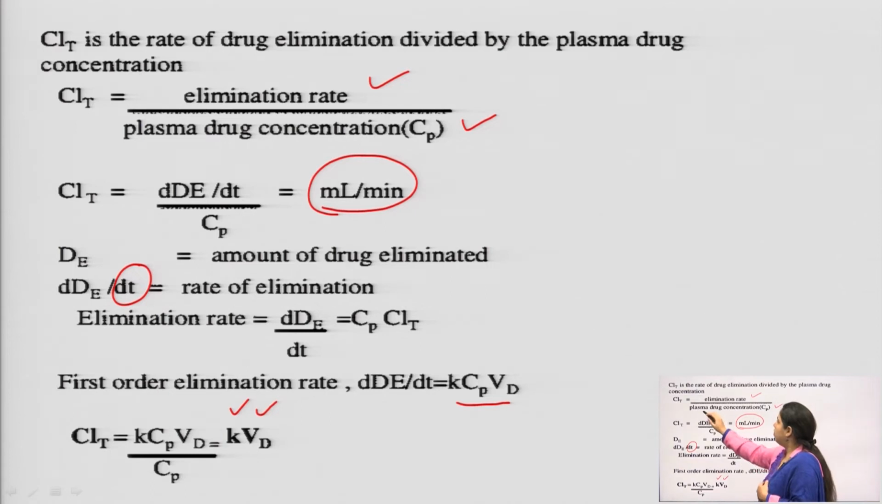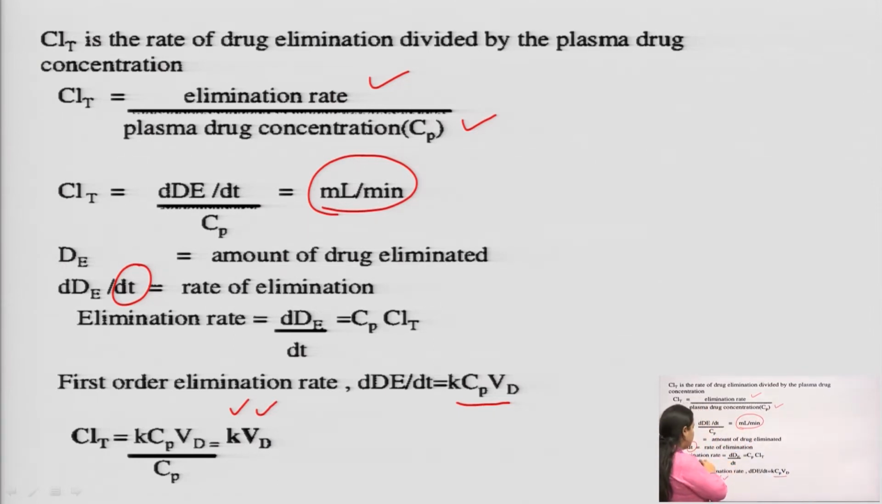Once again, let us have a look. Clt is a ratio of elimination rate divided by plasma concentration of drug. The mathematical expression is Clt equals dE by dt divided by Cp, and the unit will be ml per minute. Once again, elimination rate is dE by dt equals Clt times Cp. If we put in first order elimination, the equation will be dE by dt equals K Cp Vd. So, the final equation of clearance, if we replace the value, is K Cp Vd divided by Cp, which gives K Vd. I hope you understand now.